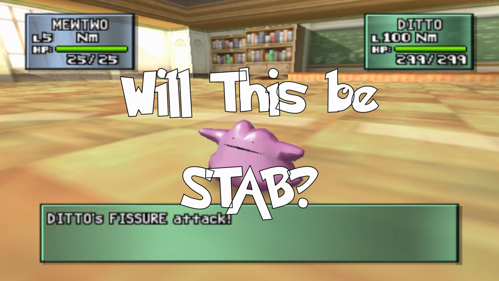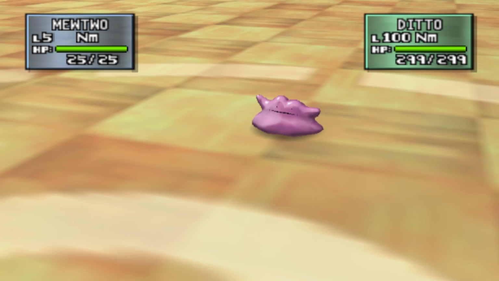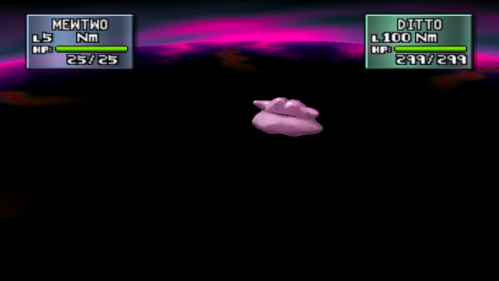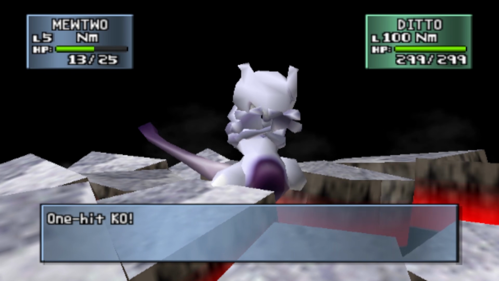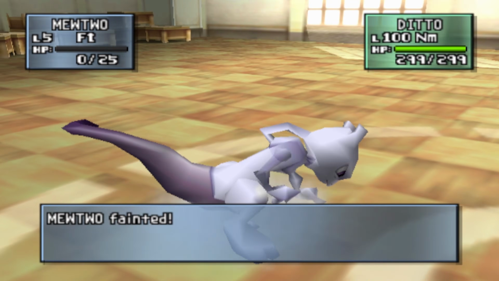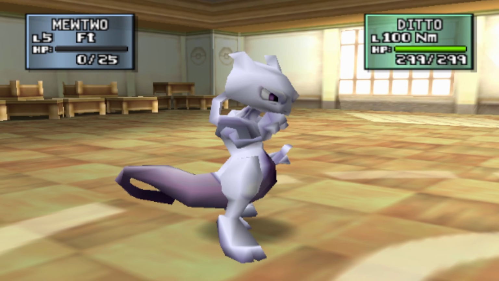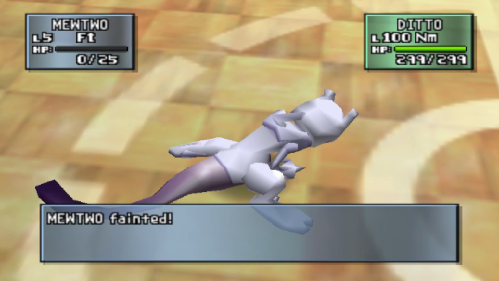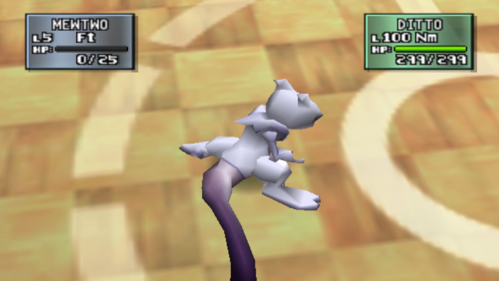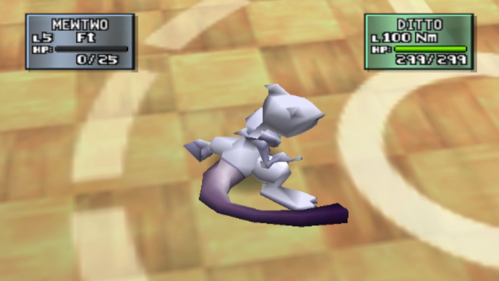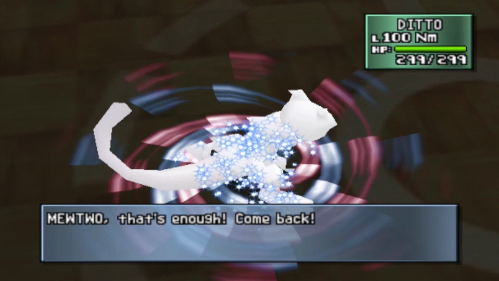Will this be STAB? If you said no, you are correct. Some attacks are one-hit knockout moves, meaning all they have to do is connect and you're dead. They serve as a cruel reminder that life isn't fair, and no matter how legendary you might think you are, there's still always a chance of being taken out by a random Ditto using Fissure.